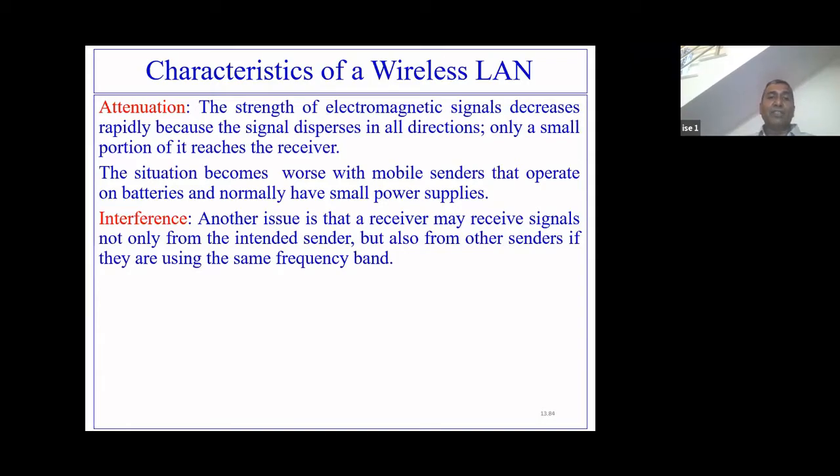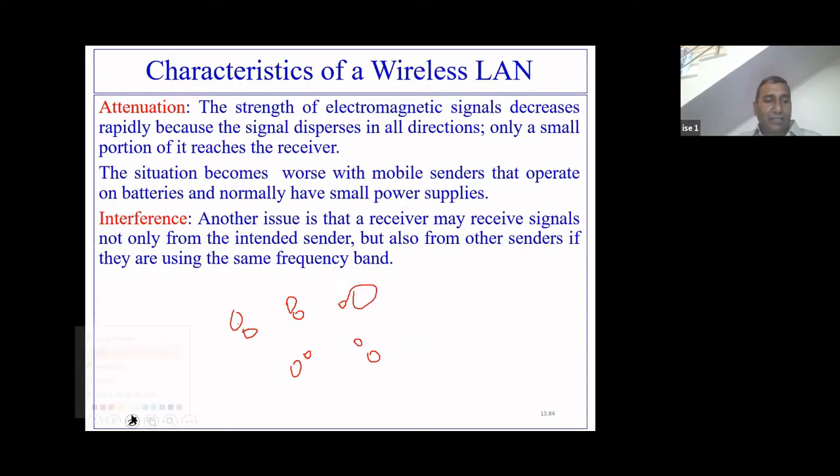Now interference was another major issue with wireless LAN. Here the receiver may receive signals not only from the intended sender, because in a wireless environment all the hosts are moving. So this is a wireless host, this is a wireless host, this is a wireless host, and this is a wireless host. And there is a signal generated by each of these wireless hosts.